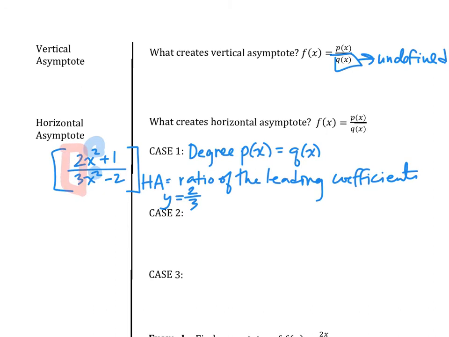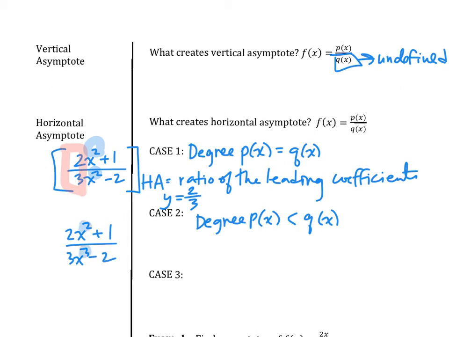The second case is when the degree of the top polynomial is smaller than the degree of the bottom polynomial. For example, 2x squared plus 1 again, but in the denominator I'm going to make it cubed instead. Then the degree on the bottom is bigger. When that happens, the horizontal asymptote is just 0, because the bottom is expanding much faster than the top.